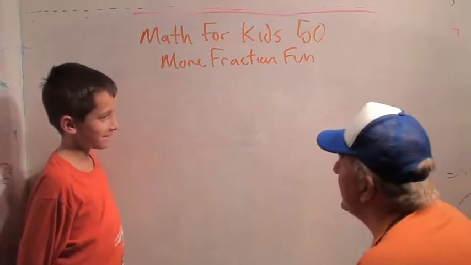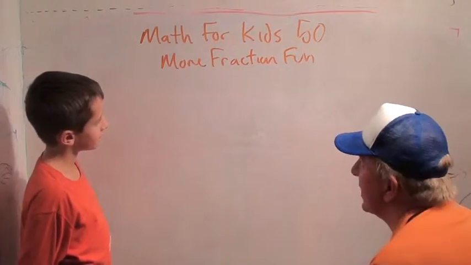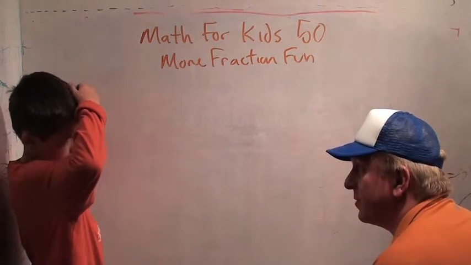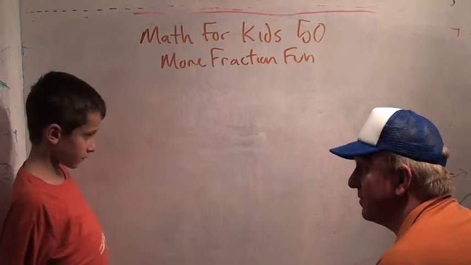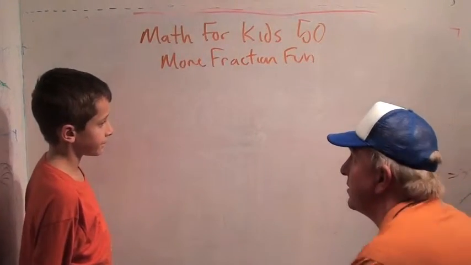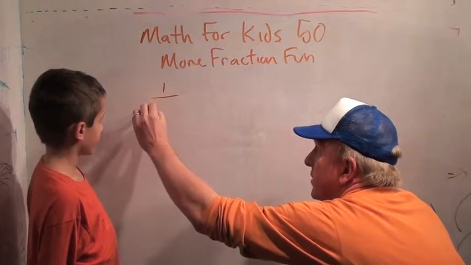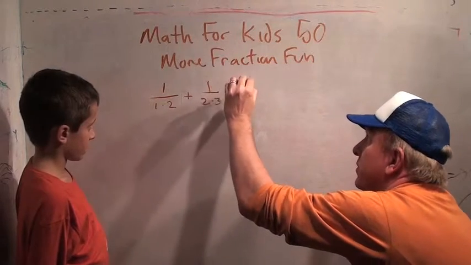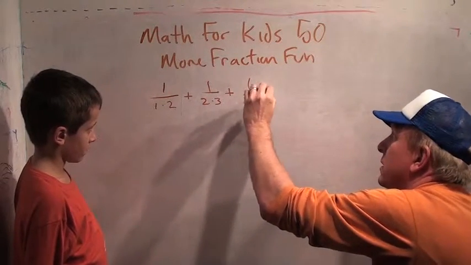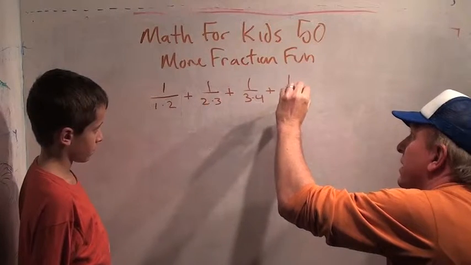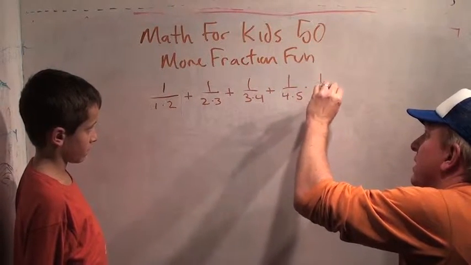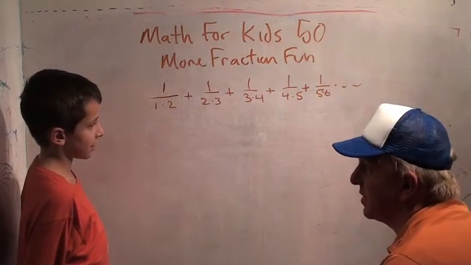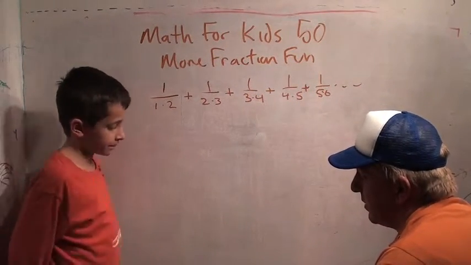So this morning we were studying some fractions and we came across a really neat series of fractions. We thought we'd talk about it. Sound like fun? Okay, so the series was this: 1 over 1 times 2 plus 1 over 2 times 3 plus 1 over 3 times 4 plus 1 over 4 times 5 plus 1 over 5 times 6, et cetera, et cetera.